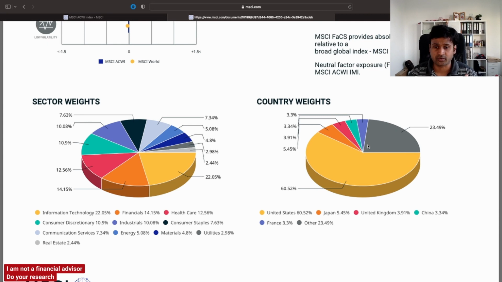What is really important for us to see is how they are investing their money in different countries. First, you can see that they are investing 60.52% in America. Compared to the developed market, it is also mostly concentrated towards the American economy, since they are investing a lot into the MSCI World. America has the highest weightage, followed by Japan, United Kingdom, China, and France. Germany is nowhere to be seen, and India is also nowhere to be seen.